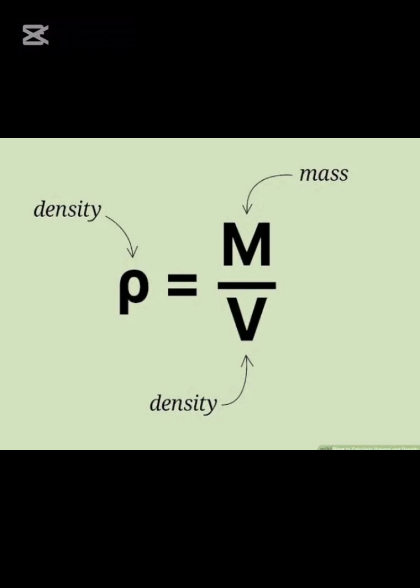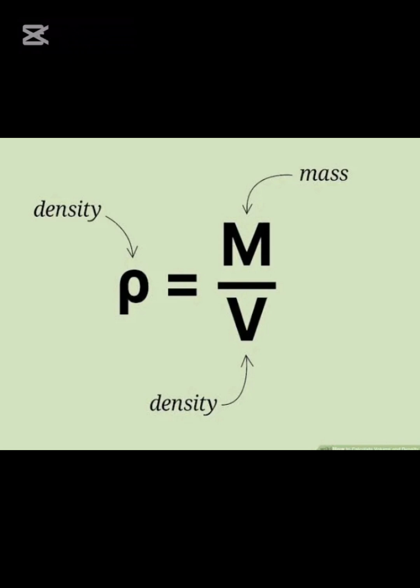The density of a substance is defined as its mass per unit volume. The symbol used for density is the Greek letter ρ. Thus, density is equal to mass divided by its volume. Now, let's look at the measurement of density.